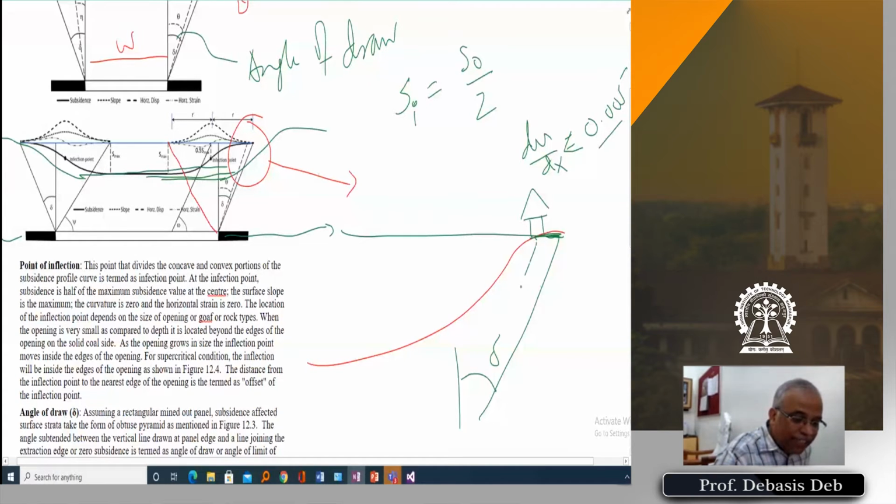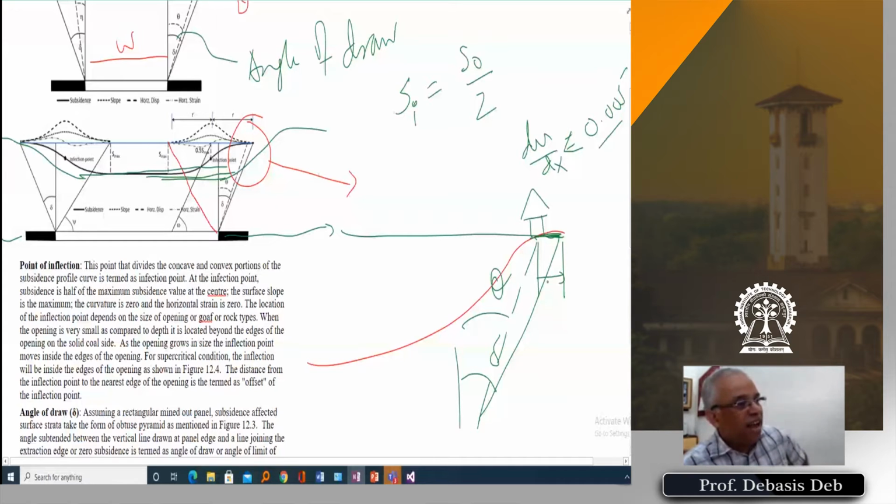Then we draw another line, and this angle we call theta, which is the angle of critical deformation. So we are saying any house or any structure lying in between this, remember that subsidence is also affecting here, but this much subsidence is not going to affect the structure. So that angle we are calling the angle of critical deformation. Now, why is this important? Let me show you here why it is important.